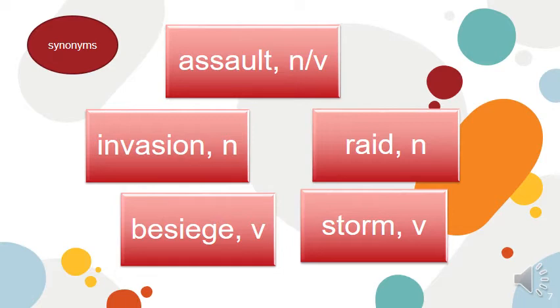Besiege and storm. What is the meaning of assault as a noun? It means a violent attack. So yes, the synonyms could be invasion and raid, and when it is a verb, it means to attack violently or suddenly. So the synonyms are besiege and storm.